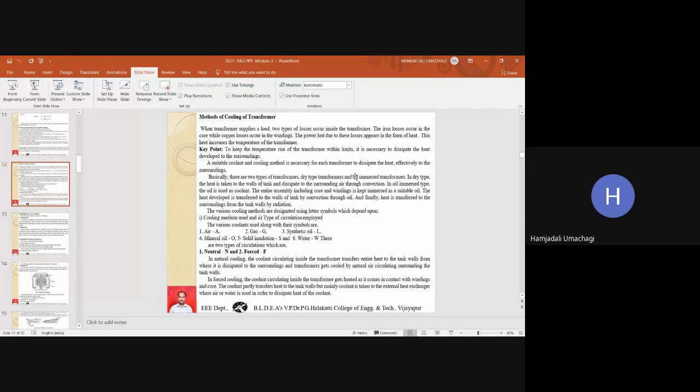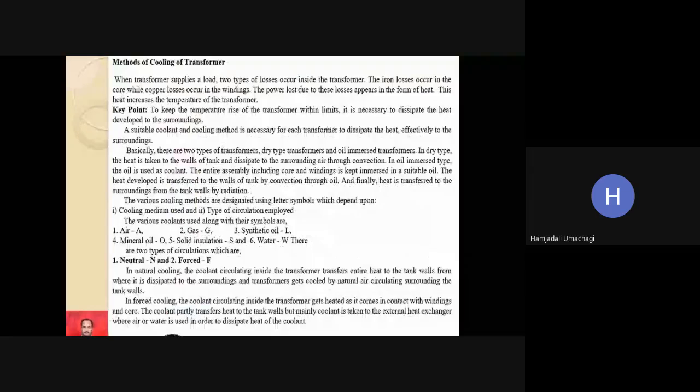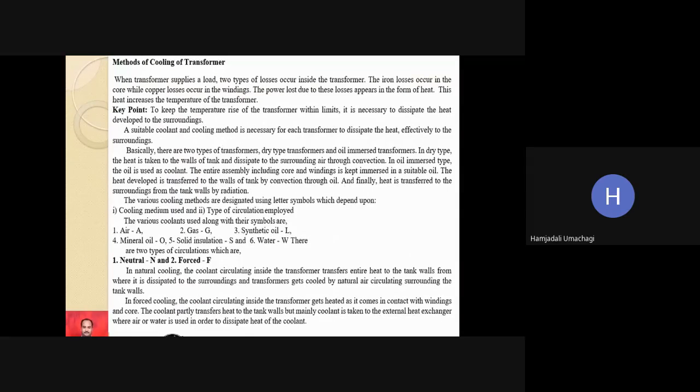Then in dry type, the heat is taken to the walls of the tank and dissipated to the surrounding air through convection. So usually, after loading the transformer, it is going to have certain copper losses because of current running from the primary to the secondary, then to the load. So this copper loss is going to cause certain heat, right?